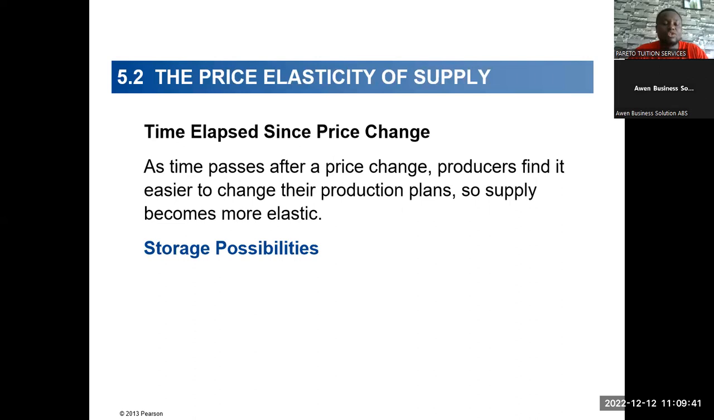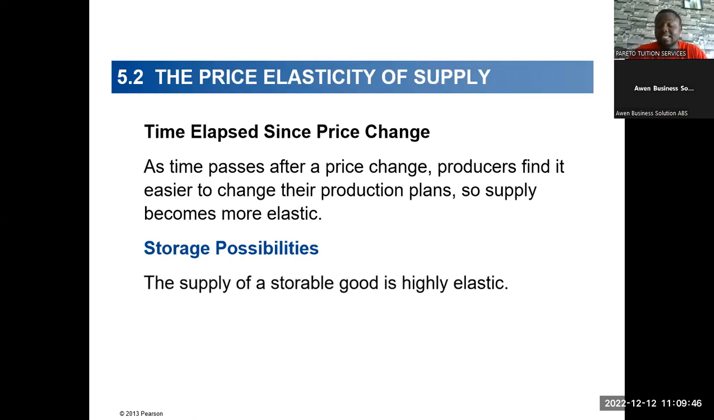Okay. And then storage possibilities. If you can produce something and store it, supply will be elastic. You have a warehouse. You have stocks there. Remember, production is different from supply. Supply is what you send to the market, what you are willing and able to actually sell. The production is the quantity that you are able to get after combining the factors of production at the time.